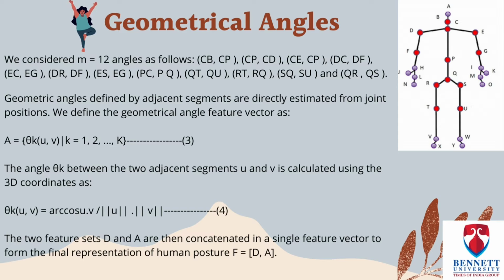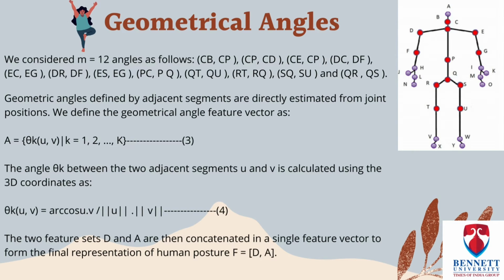We considered M equals 12 angles as follows: CBCP, CPCD, CE, CP, CD, CF, DF, EC, EG, DR, TF, ES, EG, PC, PQ, QT, QU, RT, RQ, SQ, SU, and QR, QS. Geometric angles defined by adjacent segments are directly estimated from joint positions. We define the geometrical angle feature vector as A equals theta k uv, k equals 1 to K.